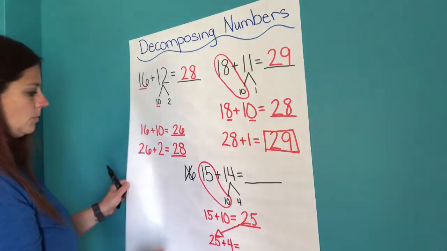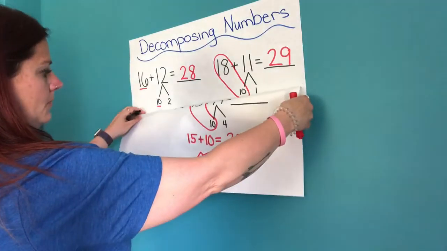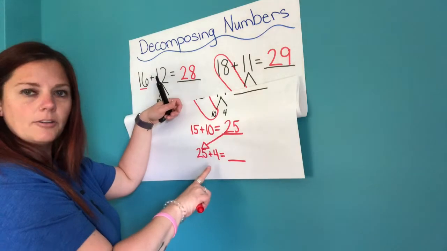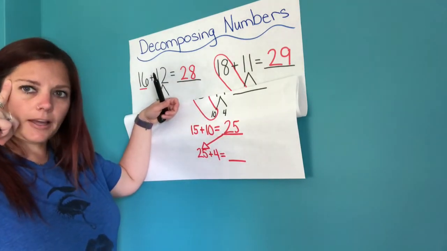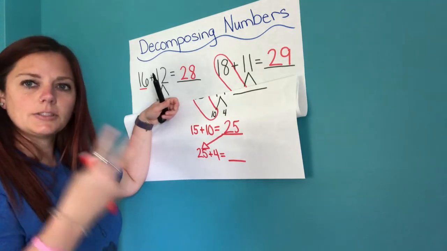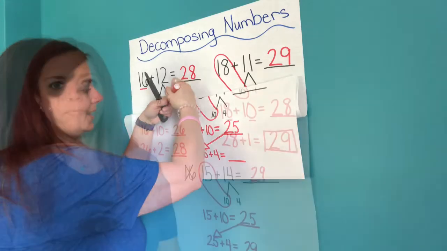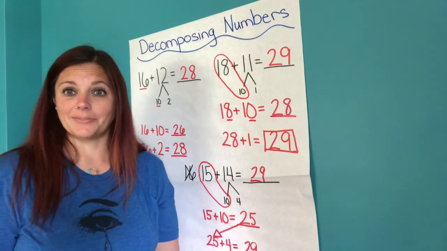Now, I'm going to move this up here so you guys can see it a little better. Can you see that? So we have 25 plus 4. Put 25 in your head and do 4 hops. 25, 26, 27, 28, 29. 29. Now the answer was 29, right?